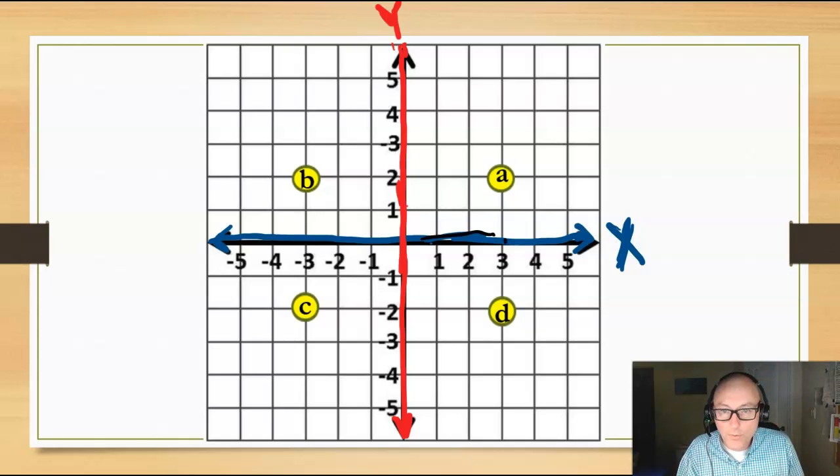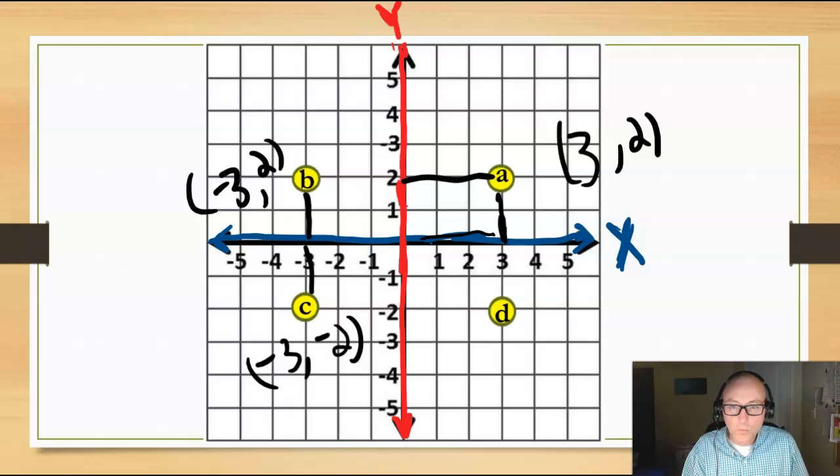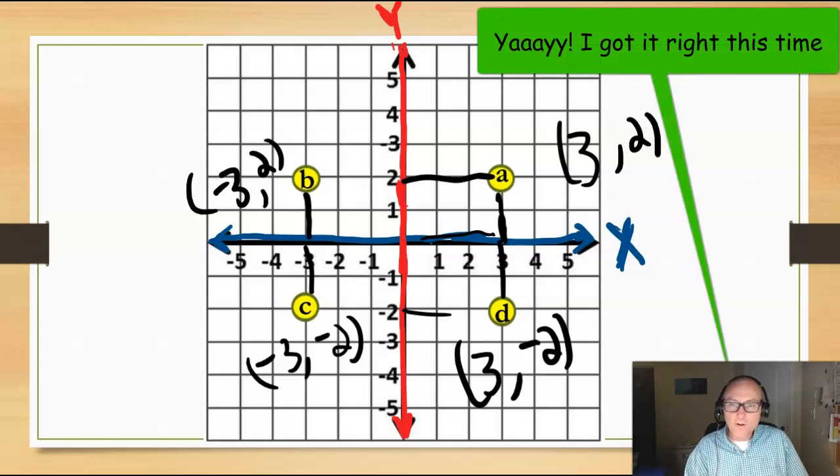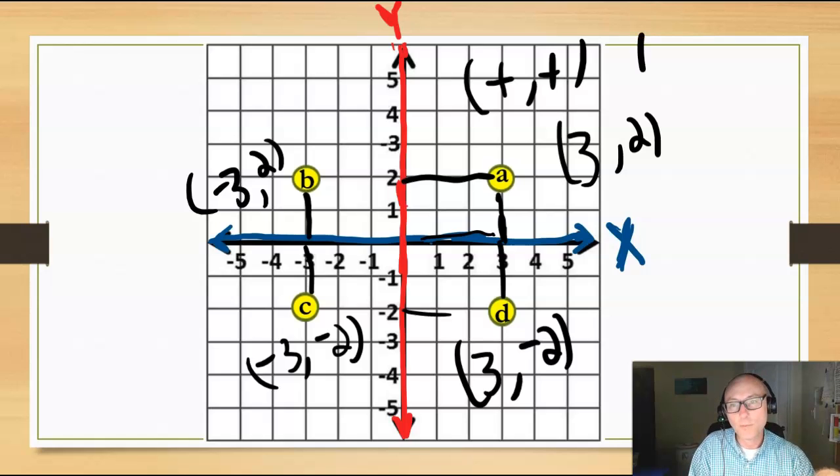So we go 3 and 2. X comes first, 3, 2. This one is -3 and 2. This one is -3 and -2. This one is 3 and -2. Do you guys see a pattern here? Whenever you've got a point in that first quadrant, it's positive, positive.